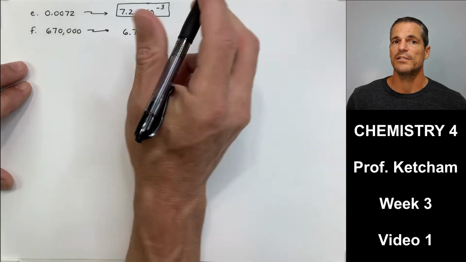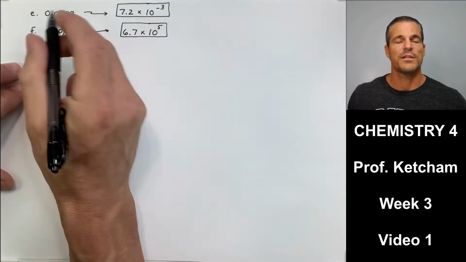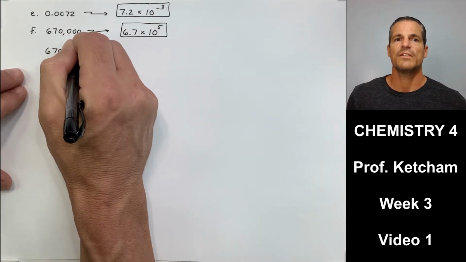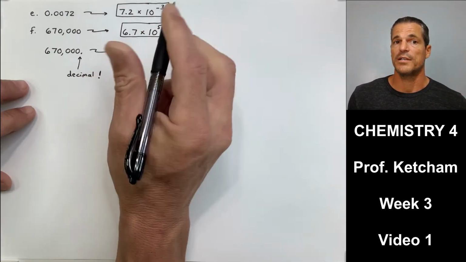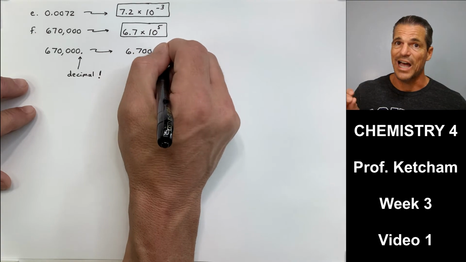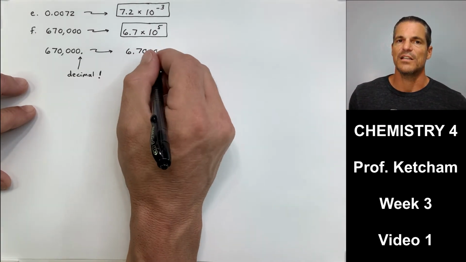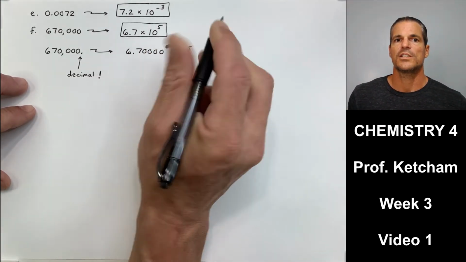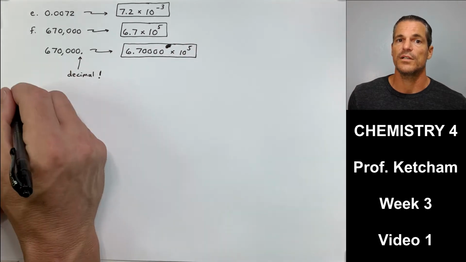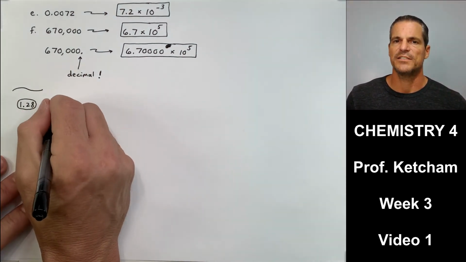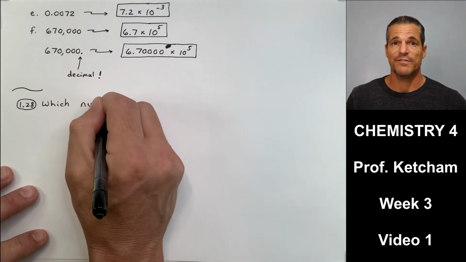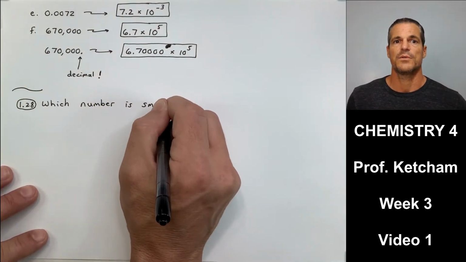670,000, these are trailing zeros, but there's no decimal, so it doesn't count. 6.7 times 10 to the 5th. Now, if I had had a decimal, like I've drawn here, 670,000 with a dot, well, then that's 6 significant figures instead of 2. 6.70000 times 10 to the 5th. See the difference? Whatever sig figs my standard notation is, that's how many sig figs my scientific notation will have.